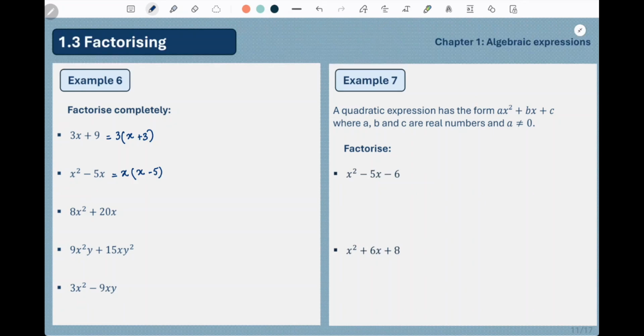So again, you can retrieve the expression to double check. When you expand this, you will get this. I'll move on to the next one.